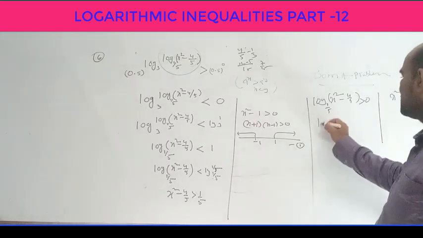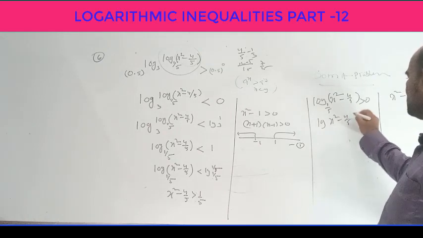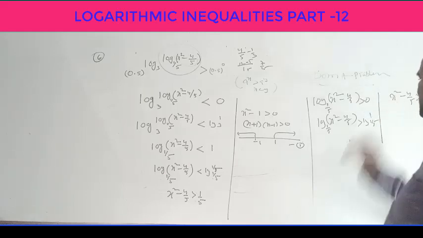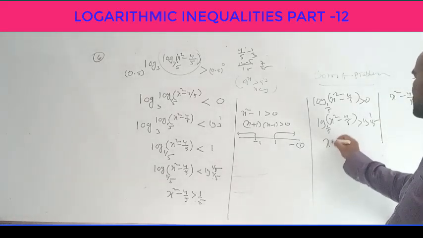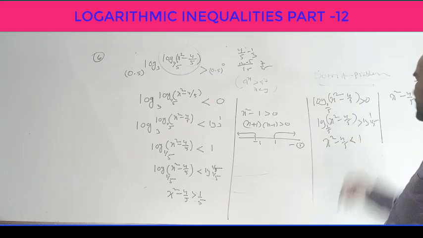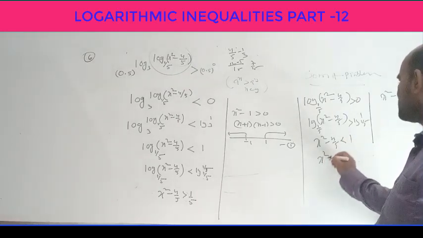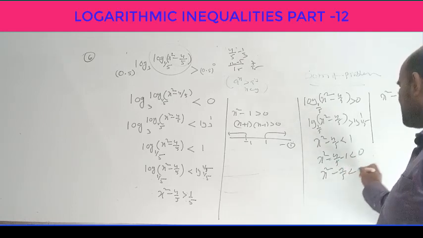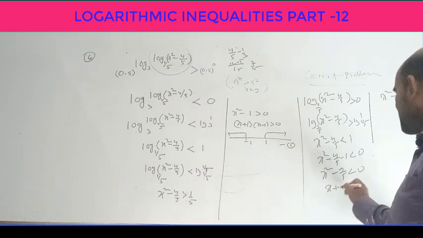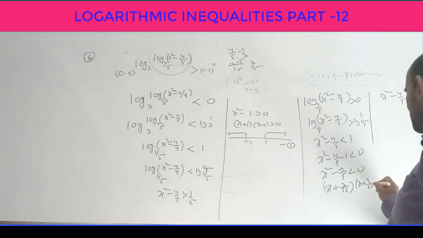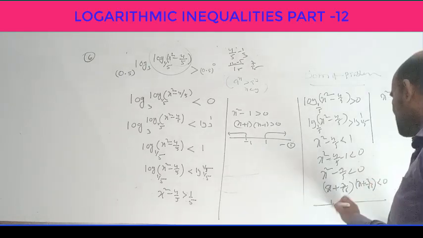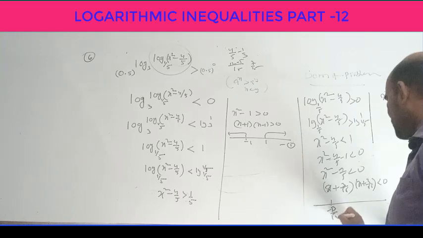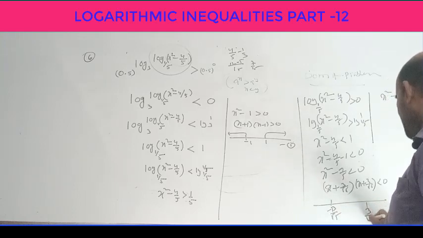So what is this? Logarithm of (x square minus 4 by 5) to the base 1 by 5 greater than log 1 base 1 by 5. Inequality alters: x square minus 4 by 5 less than 1. Okay students, what is this? x square minus 4 by 5 minus 1 less than 0, or x square minus 9 by 5 less than 0, or (x plus 3 by root 5) into (x minus 3 by root 5) less than 0, means minus 3 by root 5 and plus 3 by root 5.